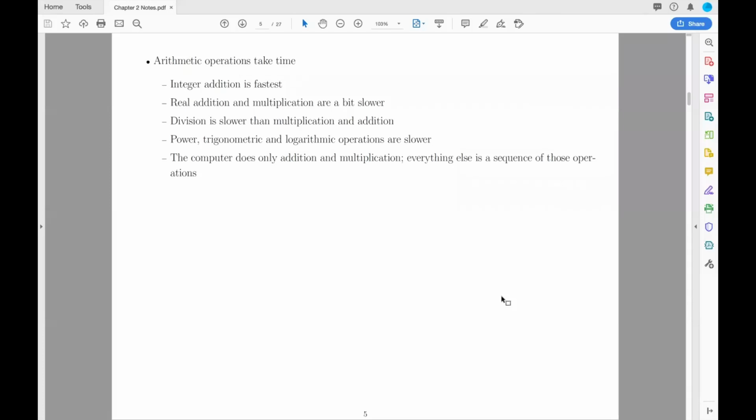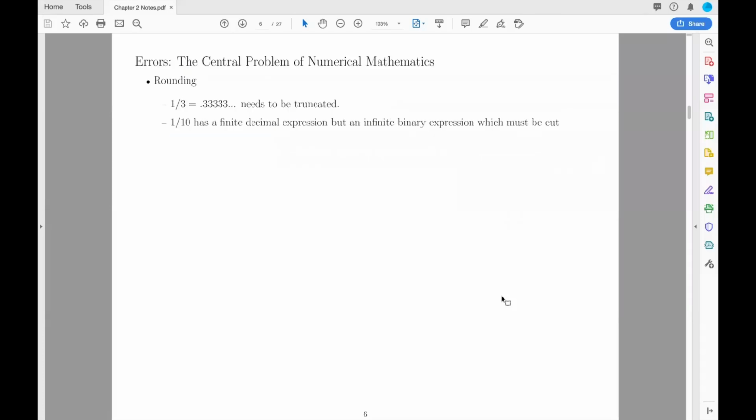Now, what's nice for us is that it kind of pretends it can do sine and cosine and other things like that. But the only thing it can do is addition, multiplication, division, subtraction. So we'll talk a little bit about how they do that in upcoming lectures.